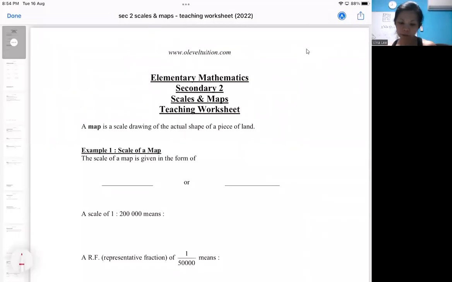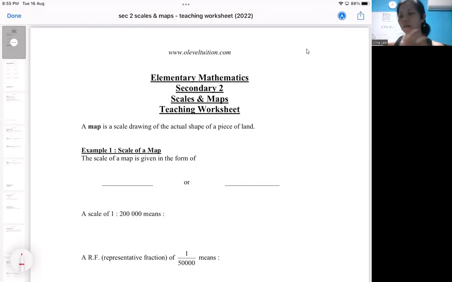Okay, this section, scales and maps, is very similar to the concept of similarity. Why is it similar? Because in similarity, we have a ratio for length. So in scales and maps, we also have a ratio for length. So what length are we talking about? We are talking about the map length and the actual length.